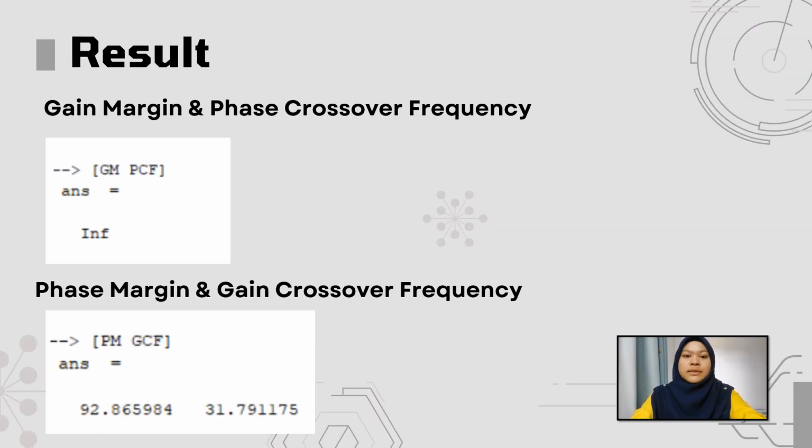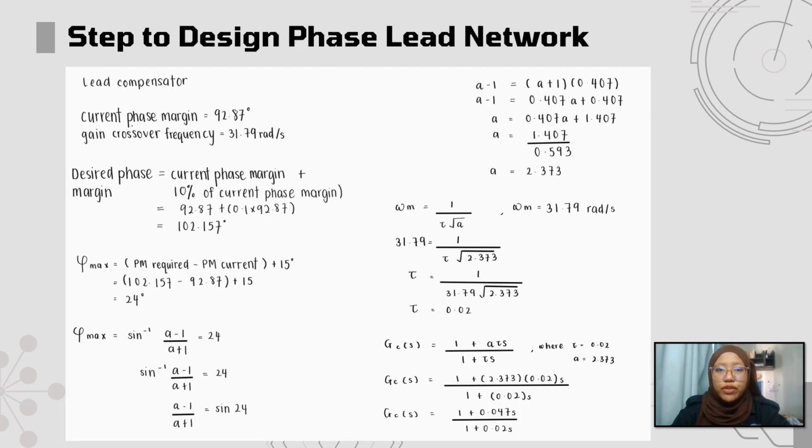The value of phase margin is 92.87 and the value of gain crossover frequency is 31.79. The phase margin for the transfer function is 92.87 degrees. Gain crossover frequency is 31.79 radian per second. Regarding the question, we need to improve the phase margin of the system by 10% using a lead compensator.